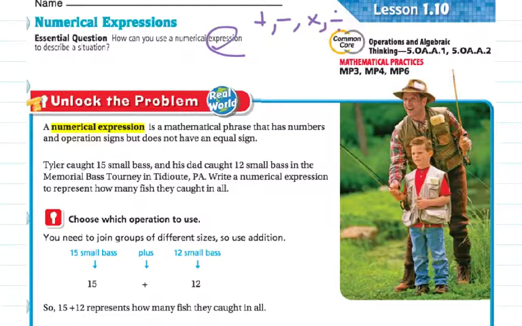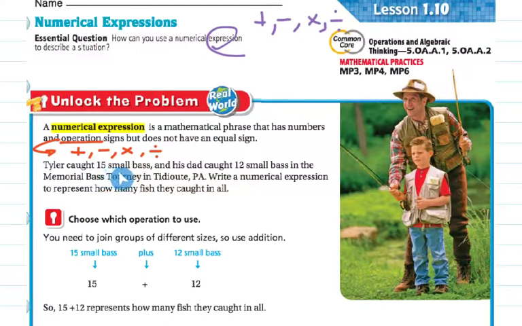So let's start with the Unlock the Problem real world. A numerical expression is a mathematical phrase that has numbers and operation signs but does not have an equal sign. So again, we're going to put down our operations just so we can remind ourselves of what operations are. We have a little arrow to point down. Make sure that every little note that you see Miss G make, you're making those same little extra notes in your notebook, because it's going to help you a lot with this lesson.